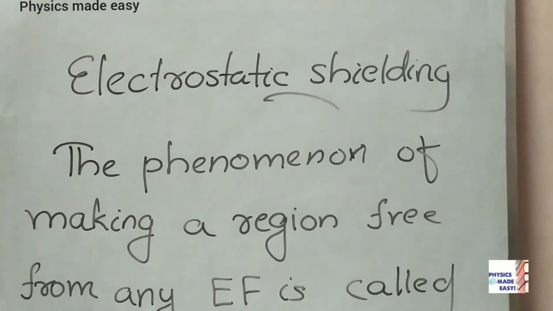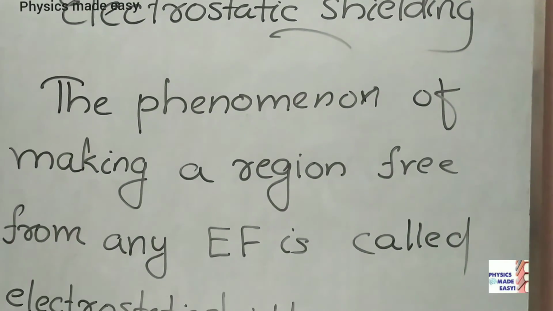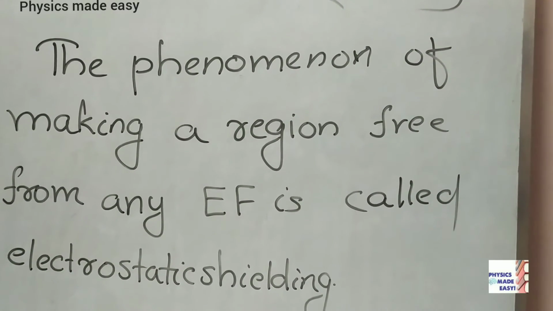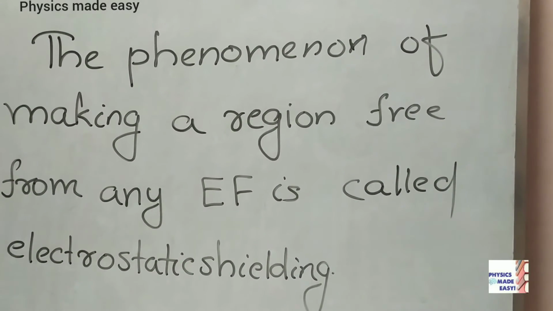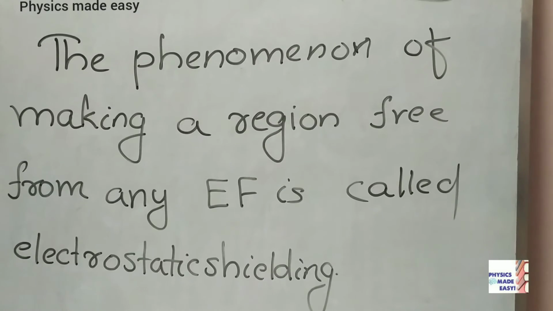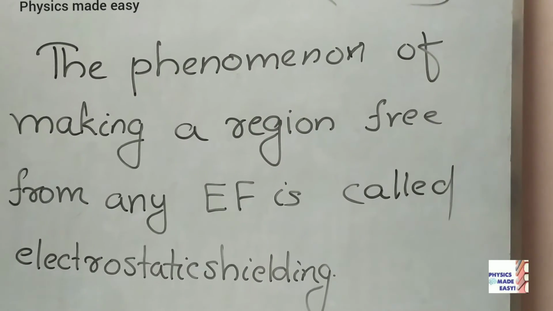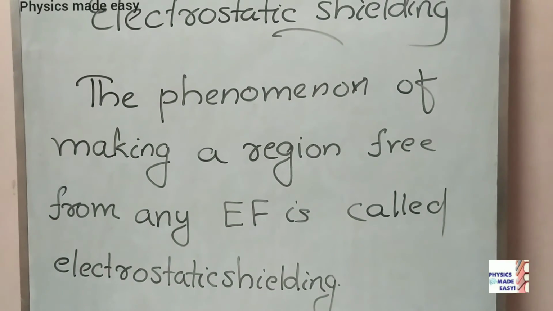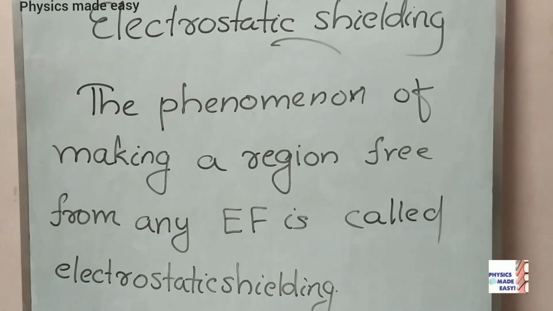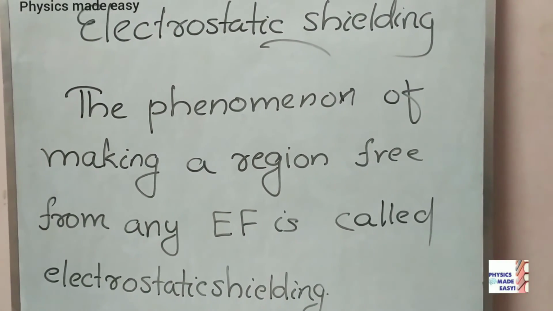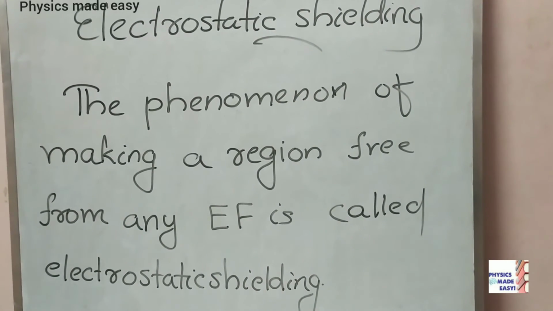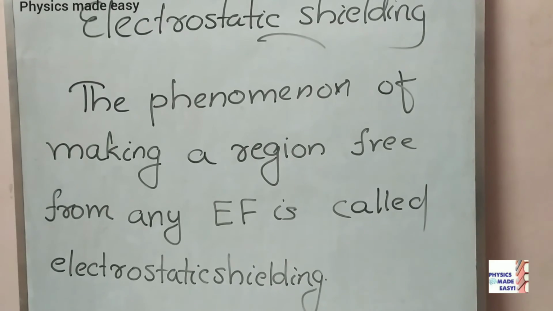Electrostatic shielding. The phenomenon of making a region free from any electric field is called electrostatic shielding. It is based on the fact that the electric field vanishes inside the cavity of a hollow conductor, which we already discussed as the sixth property, the electrostatic properties of conductors. Then here we need to know some applications of electrostatic shielding.